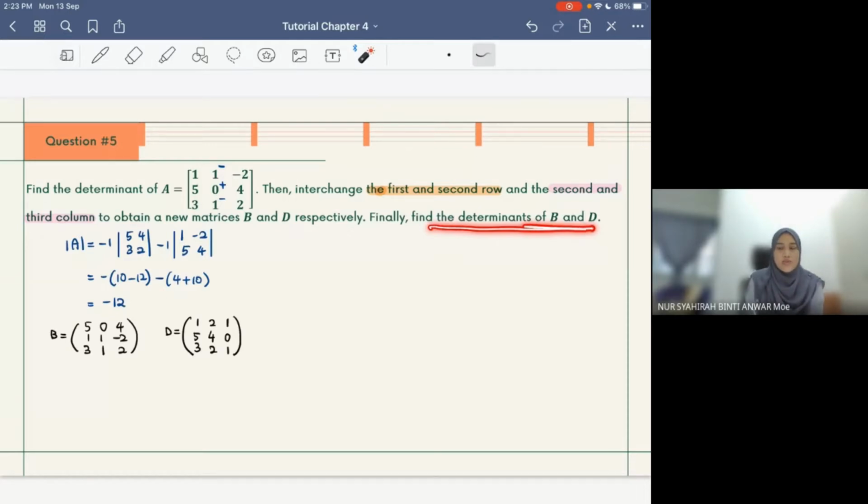Okay. Using the properties of determinant, kalau kita interchange row or column, what will happen to the determinant?